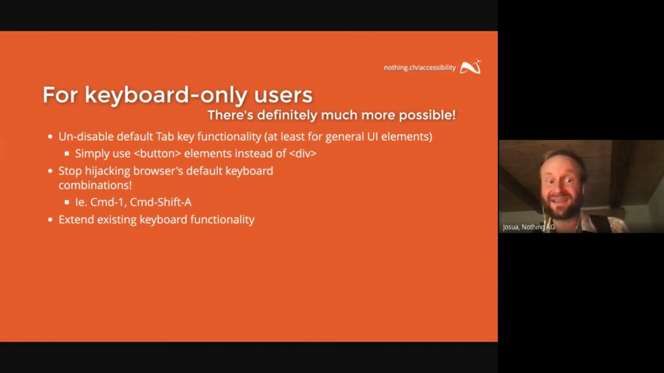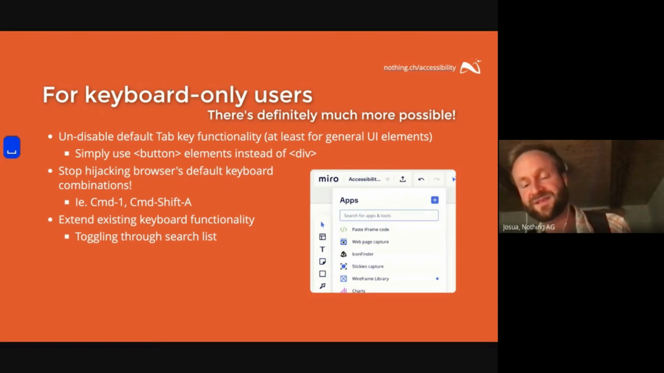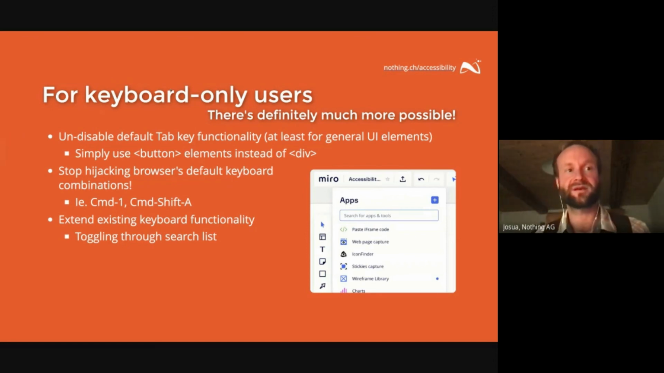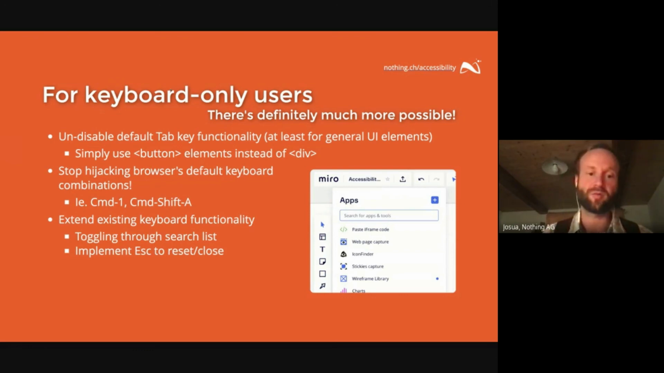So please extend the existing keyboard functionality. As I said, when opening the apps selector, I'd like to use my arrow keys to toggle through the search list. I'd like to use the ESC key to reset the search element or to completely close it.